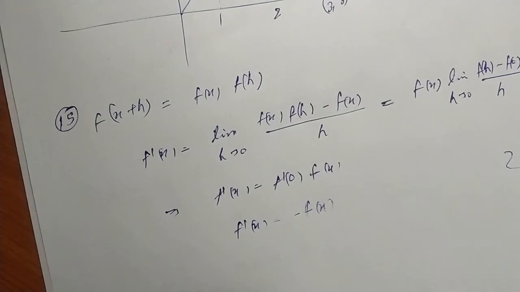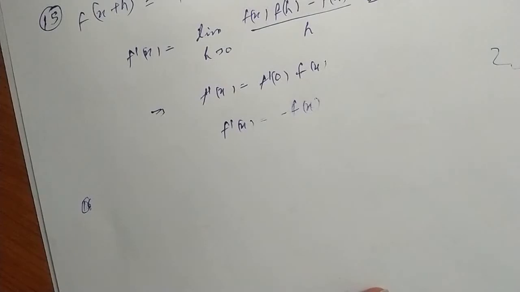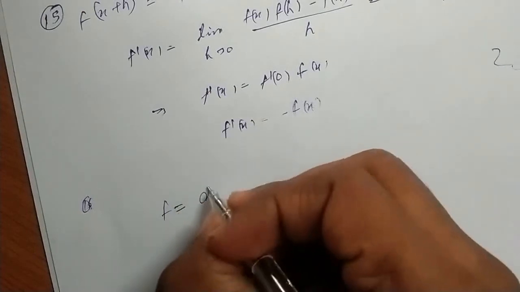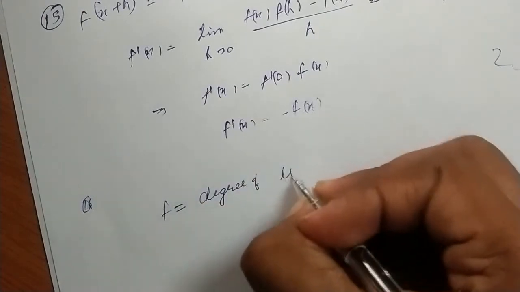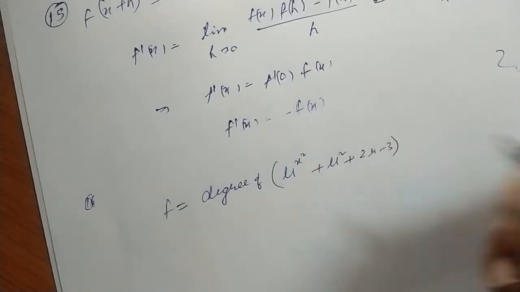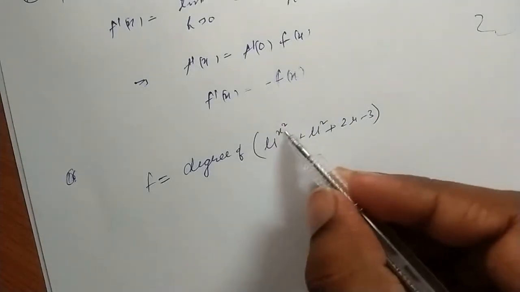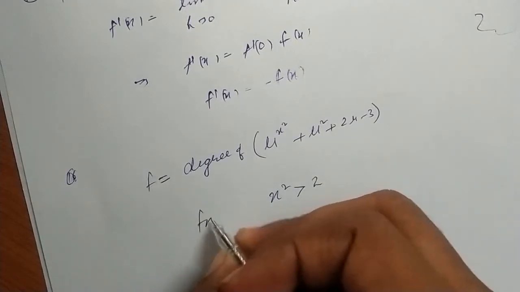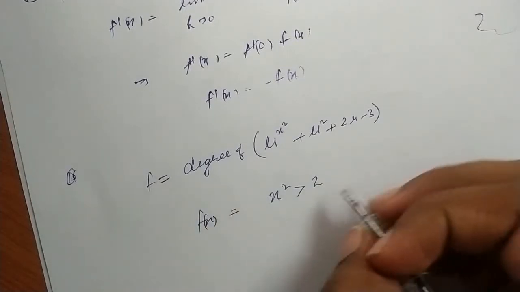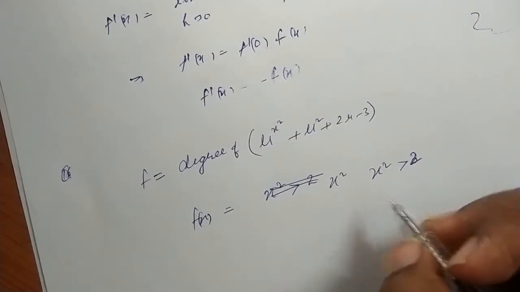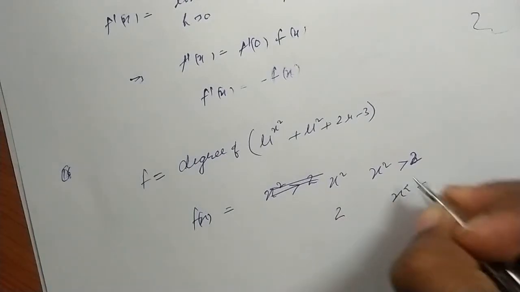Moving to question number 16. We need to check continuity and differentiability for the function f of x. So f is equal to degree of u to the power x square plus u square plus 2u minus 3 at x is equal to root 2. So degree will be x square if x square is greater than 2. So f of x is equal to x square when x square is greater than 2, and degree will be 2 if x square is less than 2.